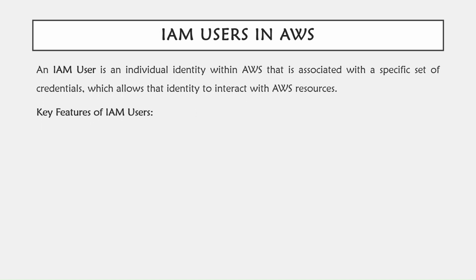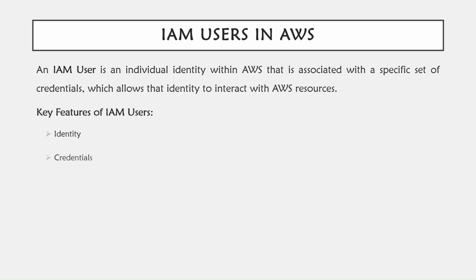What are the key features? We have identity. That means each IAM user has a unique name and is an entity that can be assigned a specific set of credentials, which allows that identity to interact with the AWS resources, and can be assigned permission to access AWS resources. IAM users are typically created for individuals, for example employees, or services that need access to AWS.